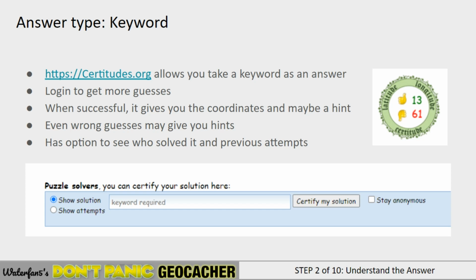If you have it correct, it might give a hint to the cache location or maybe a next step in the puzzle. If it's wrong, it might actually help you with the puzzle. These are all things the cache owner can set up. If you've solved it, it will also show you who else has solved it and previous attempts.